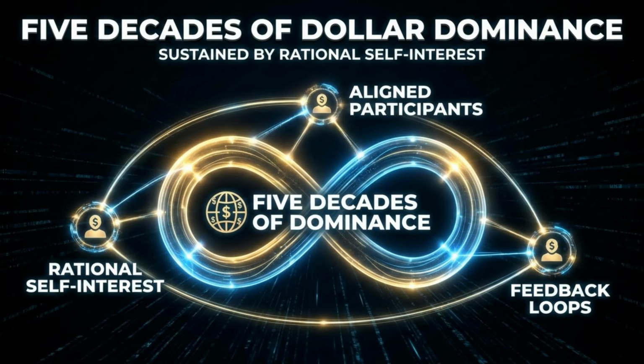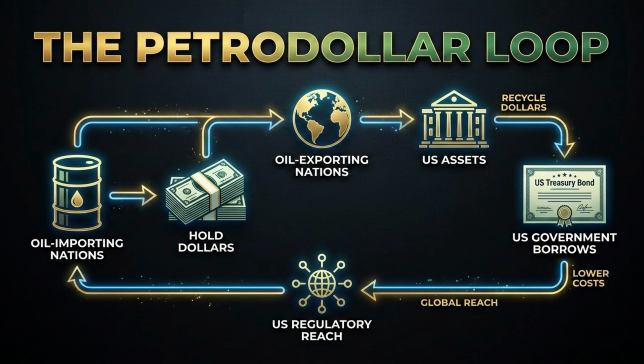The system that emerged from those decisions has produced 5 decades of dollar dominance in global finance, not because the United States imposed it by force, but because the feedback loops it created aligned the rational self-interest of enough participants to sustain it. Oil importing nations hold dollars because they need them for oil. Oil exporting nations recycle dollars into U.S. assets because U.S. financial markets offer unmatched depth and liquidity.